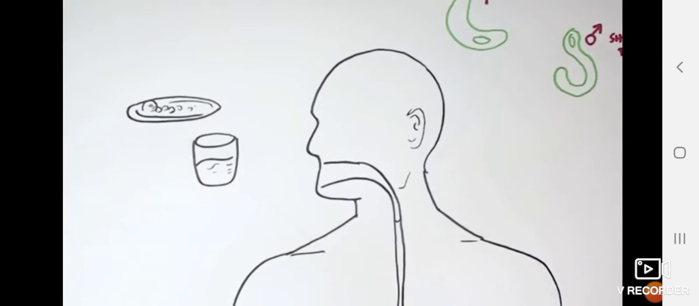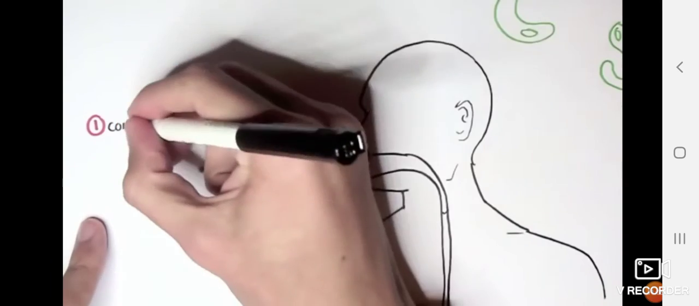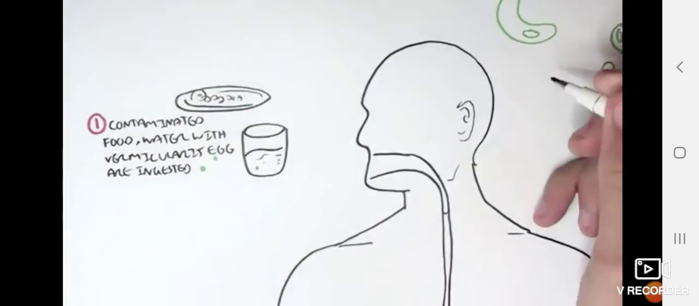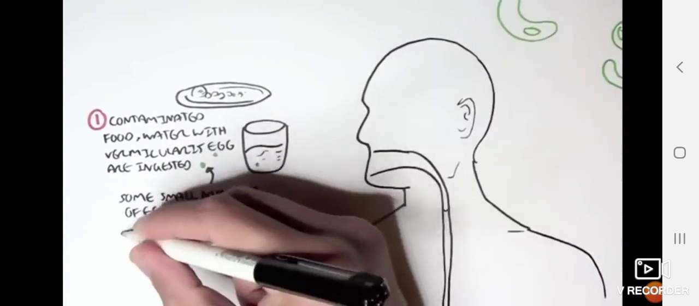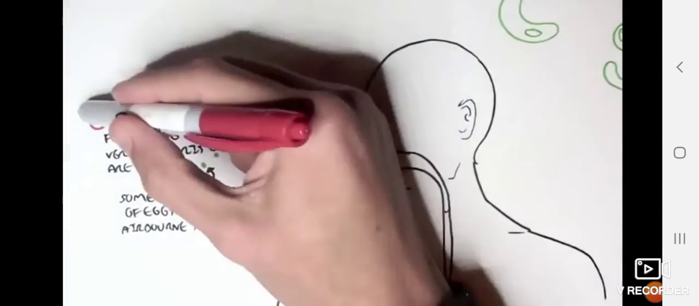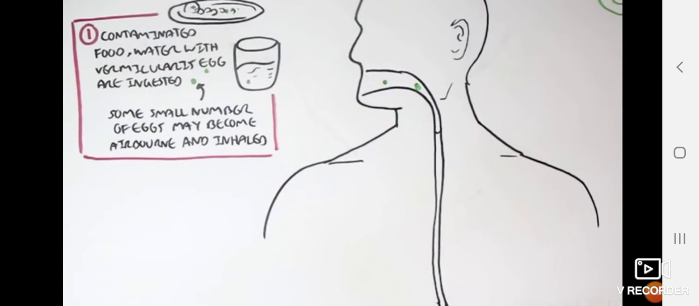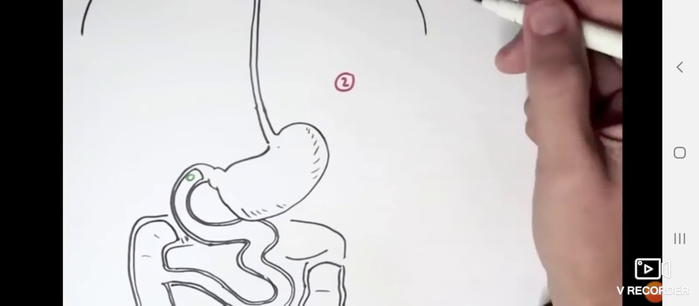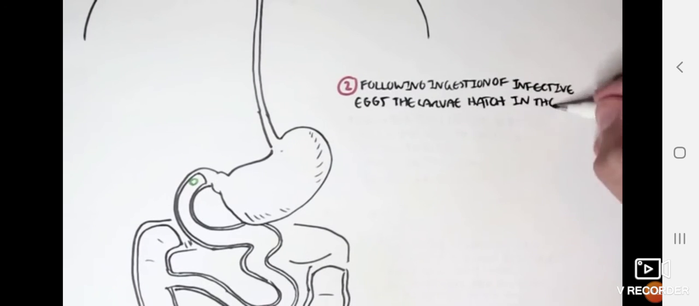The first thing that could happen is that contaminated food or water with vermicularis eggs can be ingested by this human. A small number of eggs may also become airborne and inhaled. Because these eggs are so small, they can be inhaled and can themselves cause a pinworm infection. So these eggs are inhaled or ingested, and the eggs go down through the gastrointestinal tract to the small intestine. Following ingestion of the infective eggs, the larva will hatch in the small intestines.